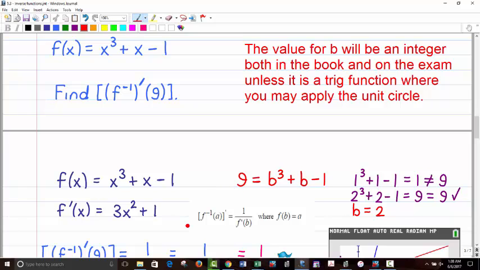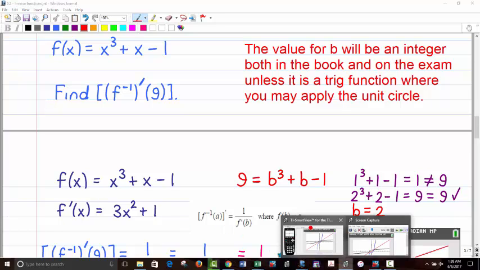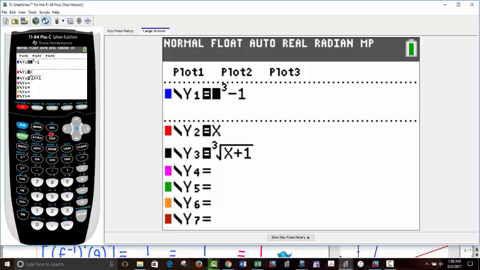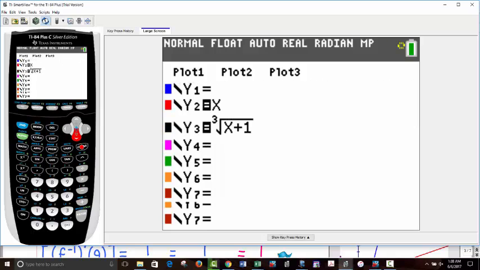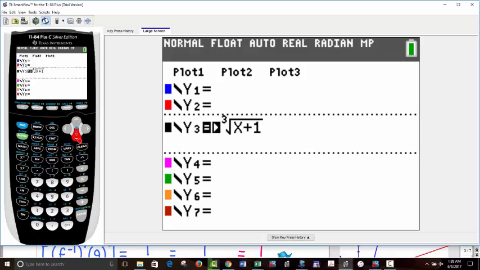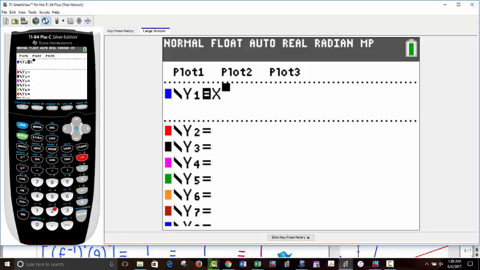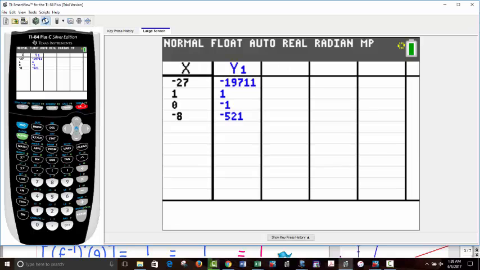You could actually put it in the calculator and put it in a chart, a table if you wanted to, and plug in values. You could go clear all this out. But that b is not designed to be complicated to find. That's not the idea. We don't want it to be complicated. So if I go x cubed plus x minus 1, and then go to table. Well, those are some values I had before there. I'll just delete those.